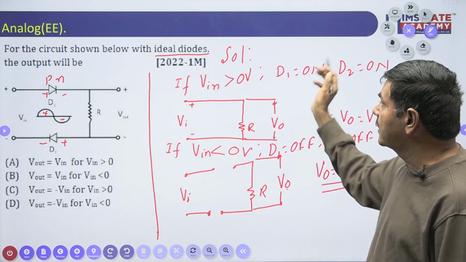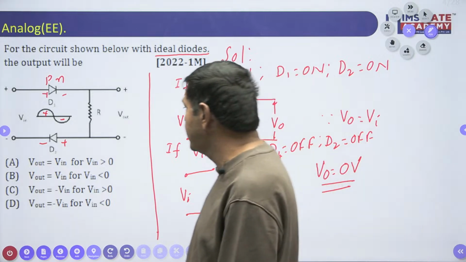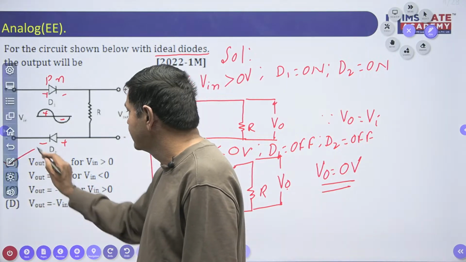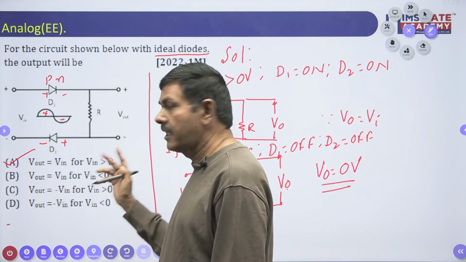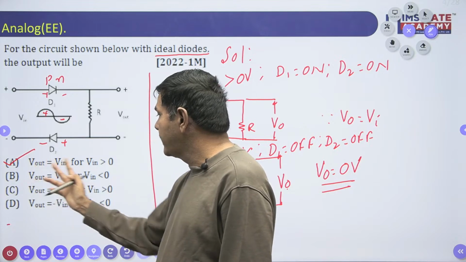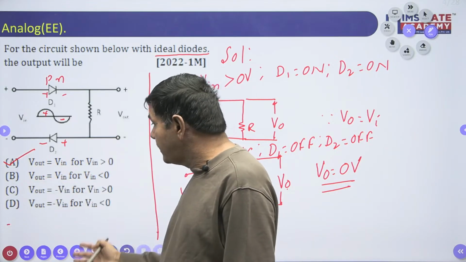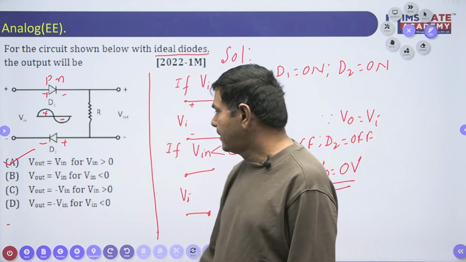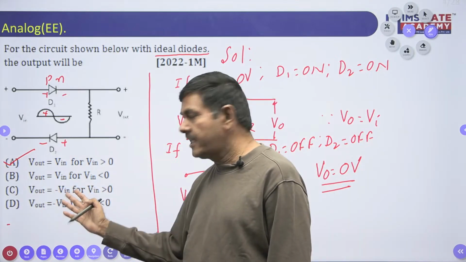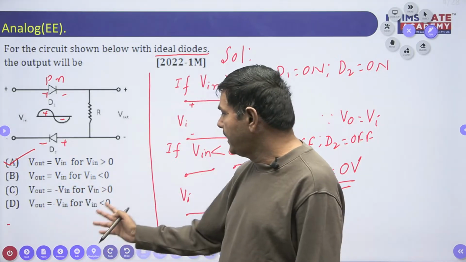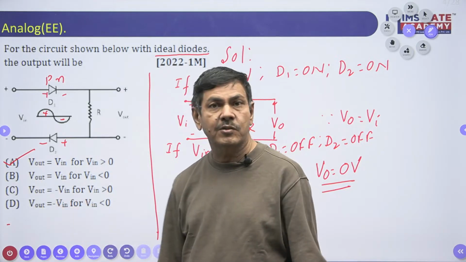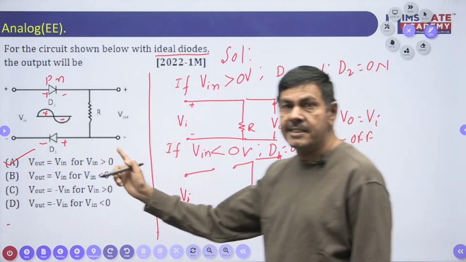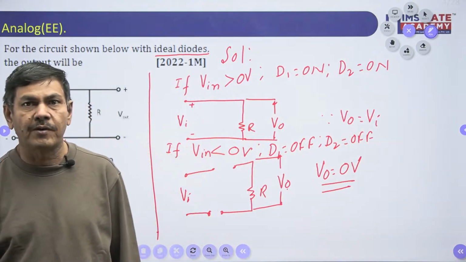If Vin is greater than 0 voltage, V out equals Vin. Option A is correct. The remaining are not satisfying. Vin less than 0, V out equal to Vin is not correct. Vin greater than 0, V out equal to minus Vin is impossible. Vin less than 0, V out equal to minus Vin is also not possible. Finally, option A is correct in this particular problem. I hope you follow.